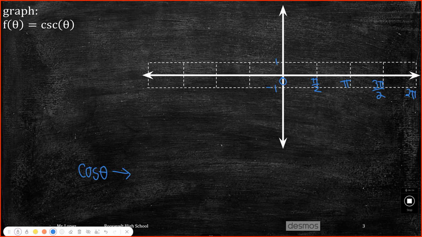Are we going too fast? Do you guys ever go back and look at your notes and really learn this stuff? What was the reciprocal function of cosine theta? What's the reciprocal function of cosine theta?